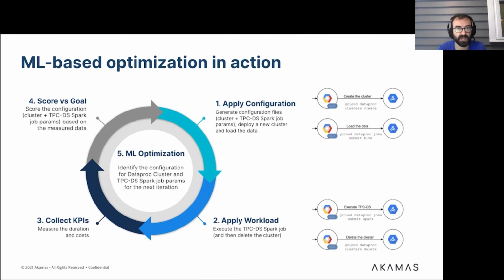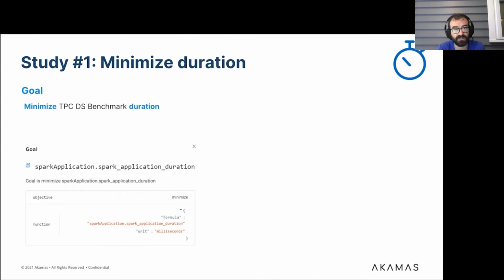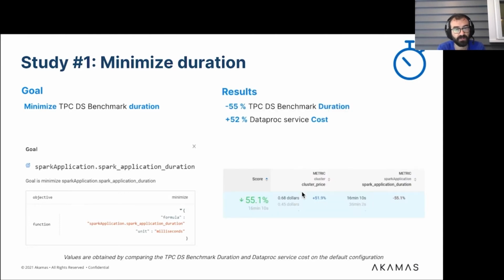Let's now move on to the actual optimization and results that we have been able to achieve. The first optimization study had the goal of identifying a configuration that reduces as much as possible the duration of the benchmark. As you can see, the results are quite interesting. Our machine learning-based optimization identifies a configuration that reduces by 55% the duration of the benchmark. However, this configuration has a downside, as the actual cost of running the cluster would be increased by 52%.